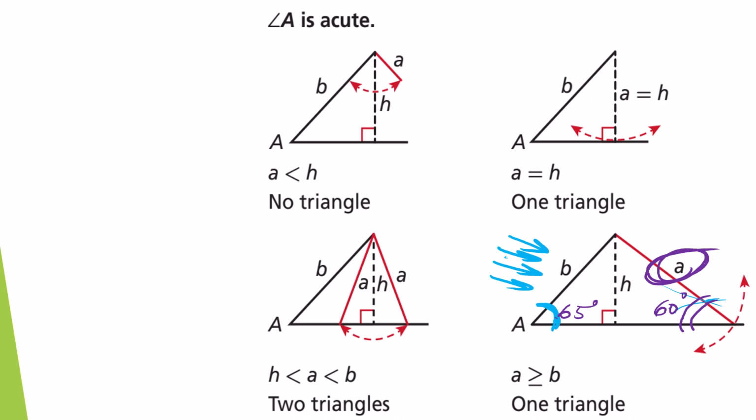So I would have no triangle when A is less than H. I would have one triangle when A and H are equal, or when A and B are equal, or A is greater than or equal to B. Okay, so this is the possibility of the second triangle. Now, if A is in between height and B, then in that case, I will make two triangles.